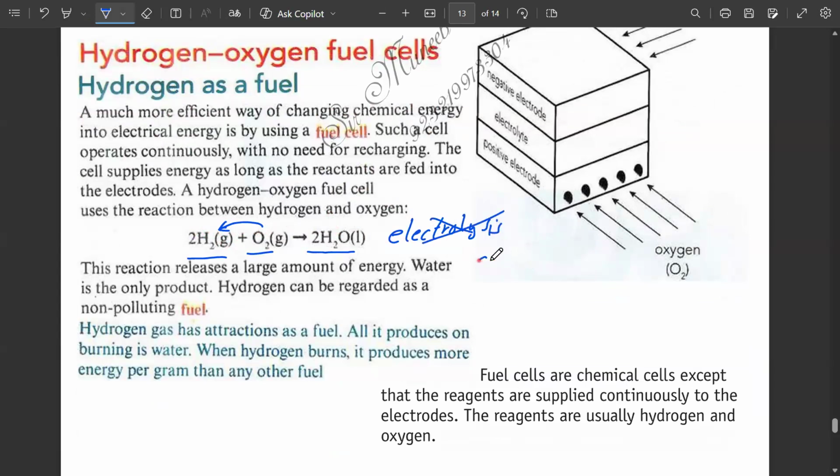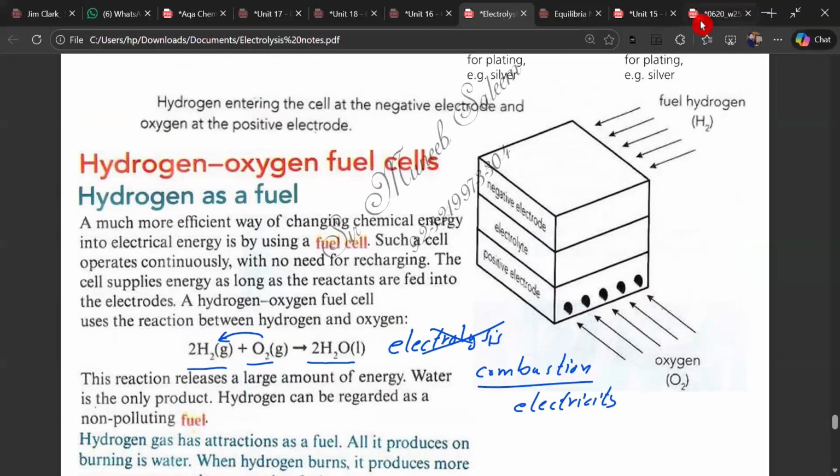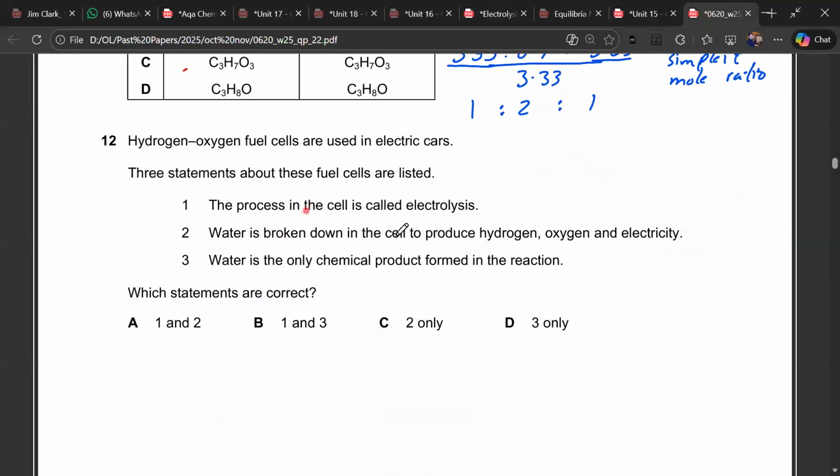Rather, it's the combustion. It is a combustion, but combustion is providing the electricity. That's what is happening here. Combustion of hydrogen is providing you the electricity to run your electric car. So this is the process. This is the principle behind the working of the hydrogen oxygen fuel cell. So that's why option A is incorrect.